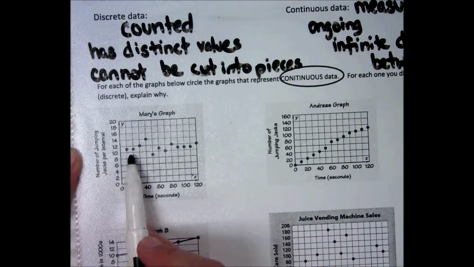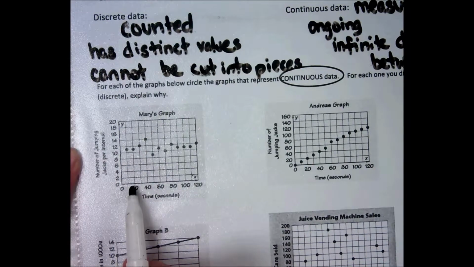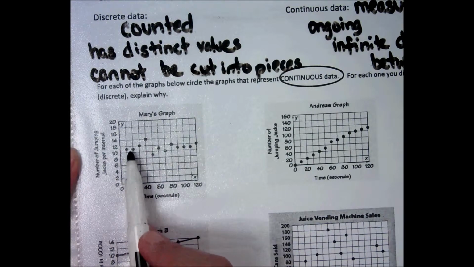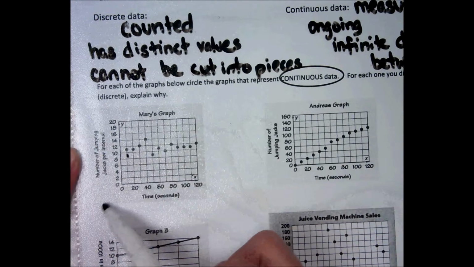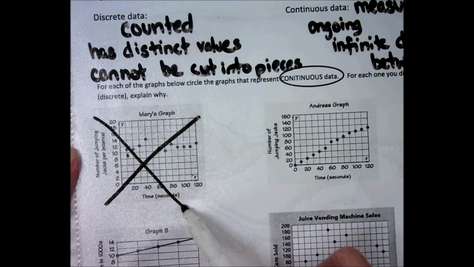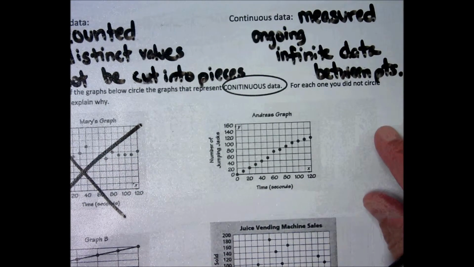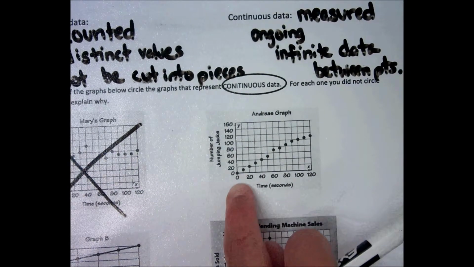This is discrete data because there isn't any data between the points. Each point is distinct and gives me information about that 10-second interval. So this is going to be discrete. Don't circle it. Now let's look at Andrea's graph.